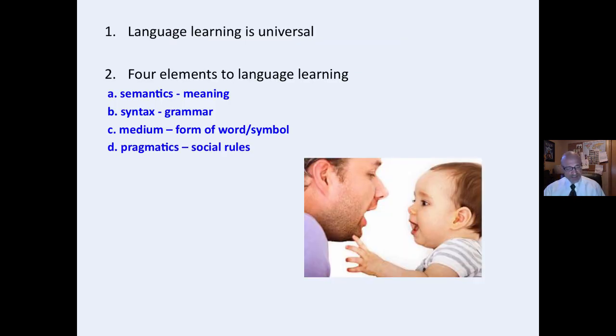Language learning is universal. People around the world seem to acquire their primary language in the same sequence and in the same way. There are four elements to language learning: semantics, or the meanings of words; syntax, or the grammar, the rules for putting words together. And I'm going to say words or symbols because sign language is a form of language. The medium, the form of the word and the symbol; and the pragmatic, the rules for using language, the social rules.